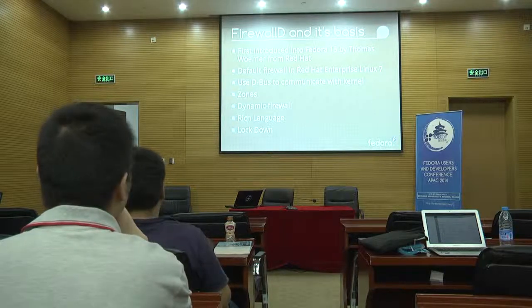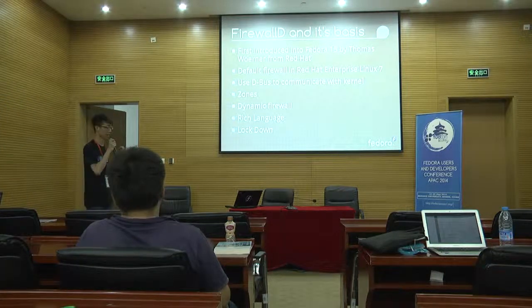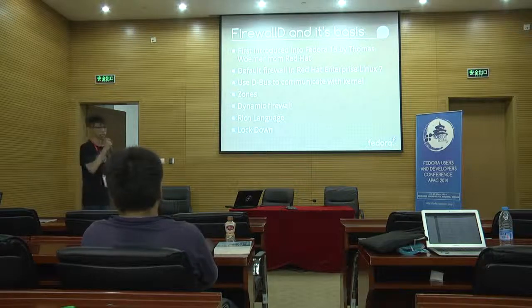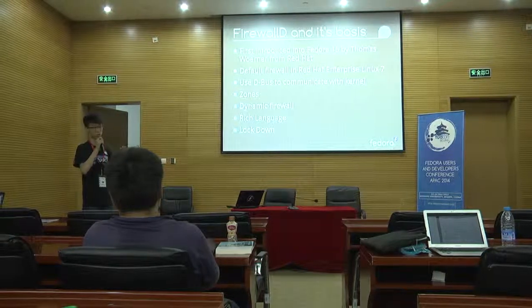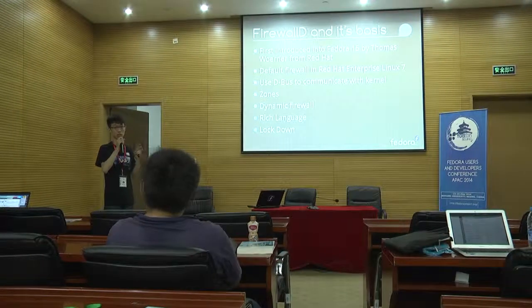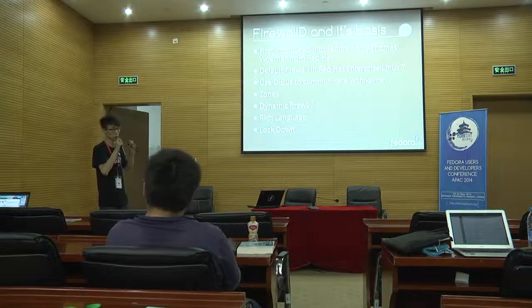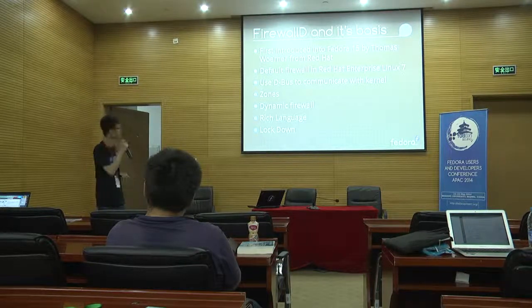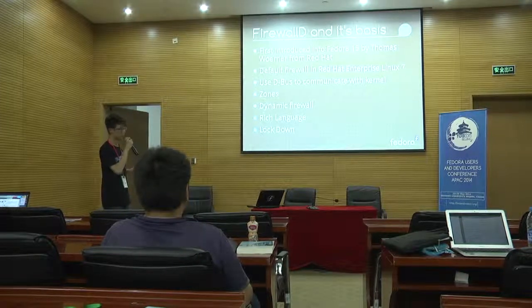But with zones, if you have two or more networks connected to your server, such as two IP addresses or two network cards, you can configure each of the IPs with different default zones. So it can be much easier for you to control different connections, such as using one of them for your internal network and another for the internet. And next is the dynamic part. And then I will say something about the rich language and lockdown.